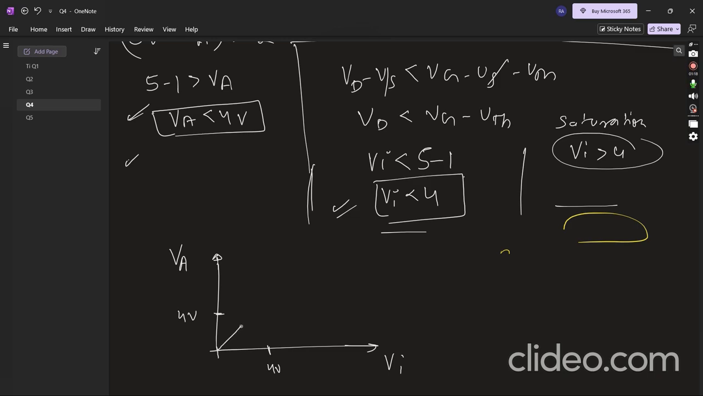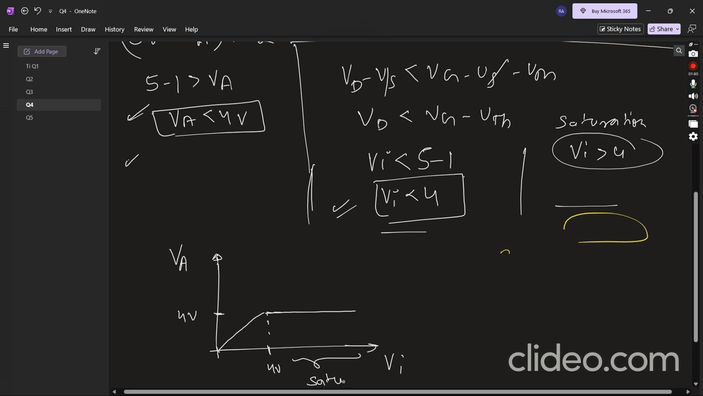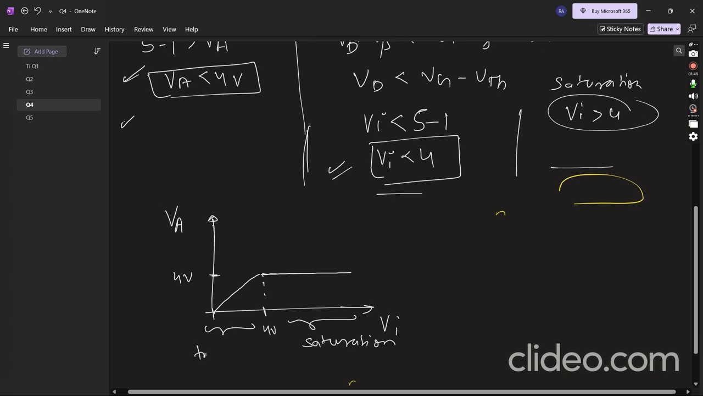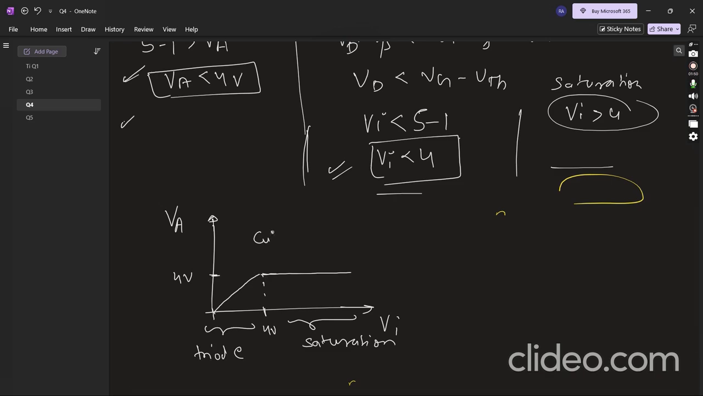So it will become like this. It will increase like this, and when VA reaches 4 volt, it will become constant. This region is saturation, and this is triode. And beyond is the cutoff region. Okay, so this is the final answer.